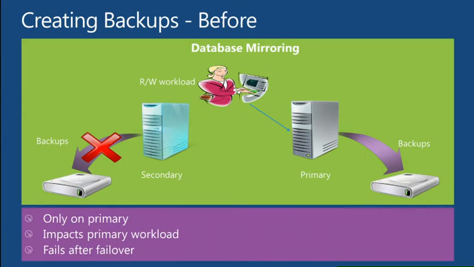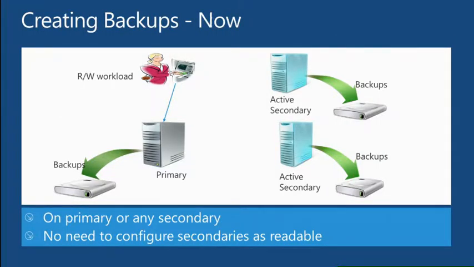So the problems are you cannot run it on the secondaries, and also, if failovers happen, the jobs are going to be impacted. So how does it work now? Now you can run the backups on the primary or on any secondary in the system. You don't need to do any specific configuration for readable secondaries. I showed you before how you configure the secondaries as readable. Even if the secondaries are not readable, you will still be able to create backups on the secondary.